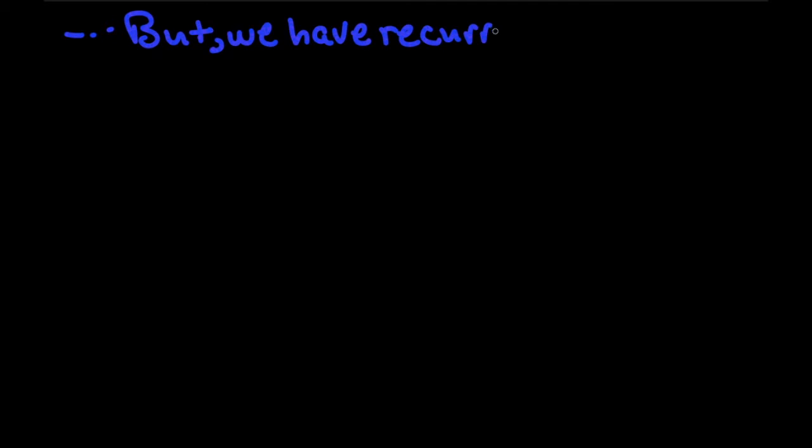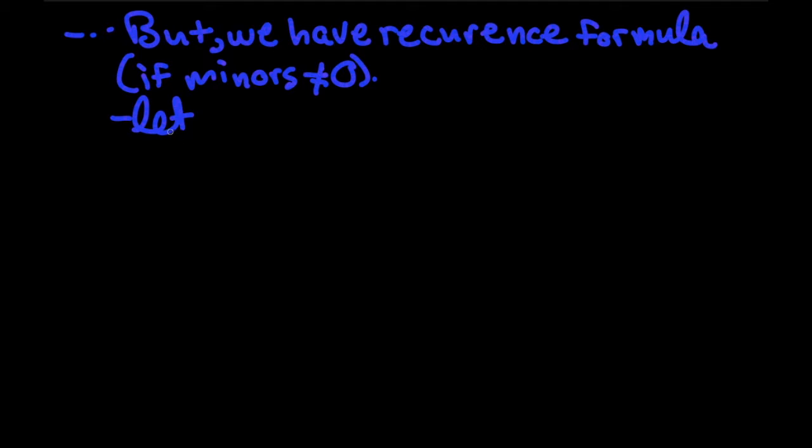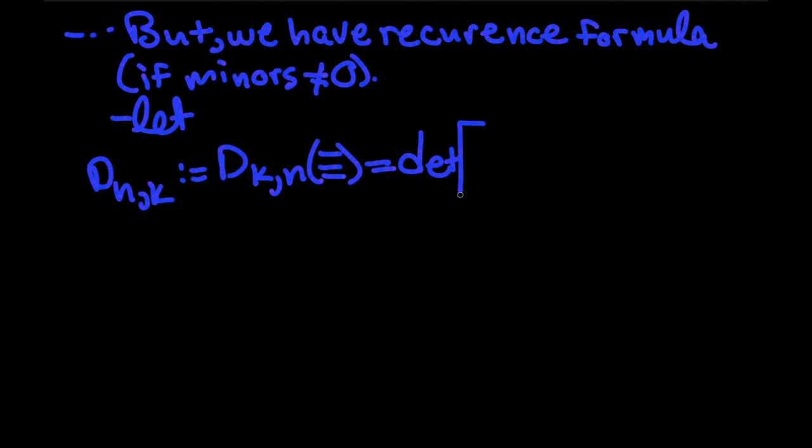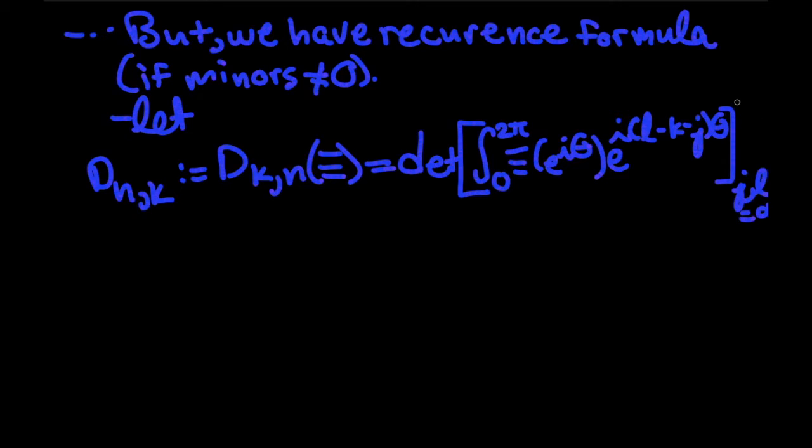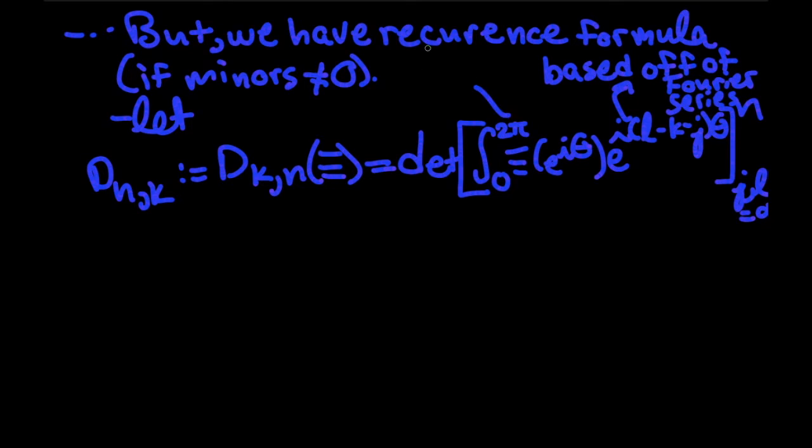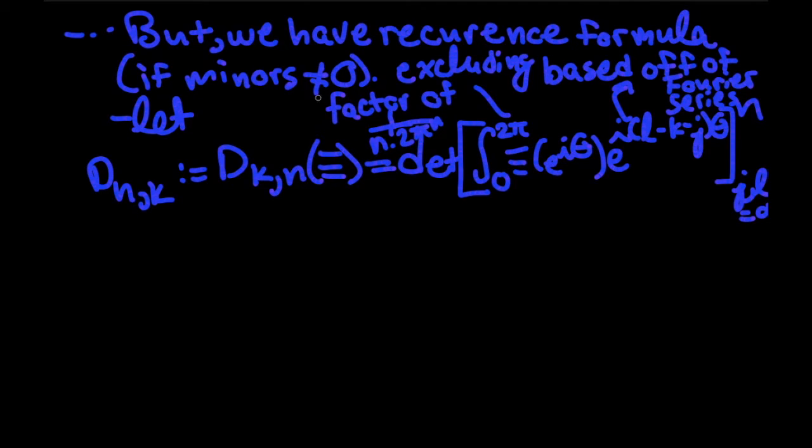But there's a shining hope. We have a recurrence formula, if again, minors are non-zero. We have this very nice identity we can write here. Let it play out. But the gist of this is we're using the formula of determinant and the fact that we can express the gamma n's with Fourier series. Now I'm excluding the trivial factors of 1 factorial times 2 pi to the n because they're positive. They won't affect the positivity. I'm ignoring them.